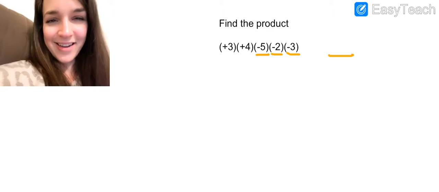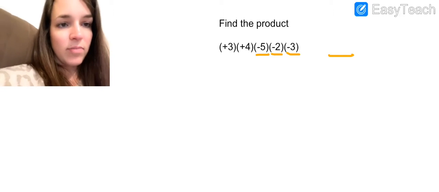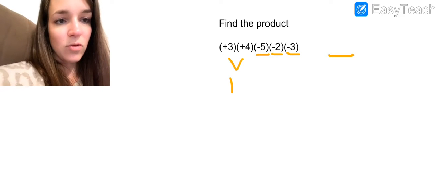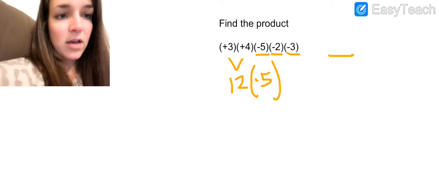I know you said negative. You're so smart. Okay, so let's actually multiply this out real quick so that we can follow through and see how it ends up. To find the product, we would multiply here. 3 times 4 is 12. So then we're going to multiply by negative 5.